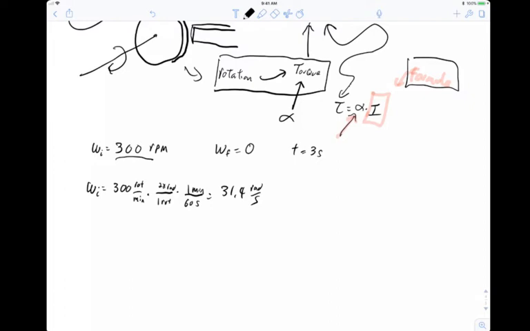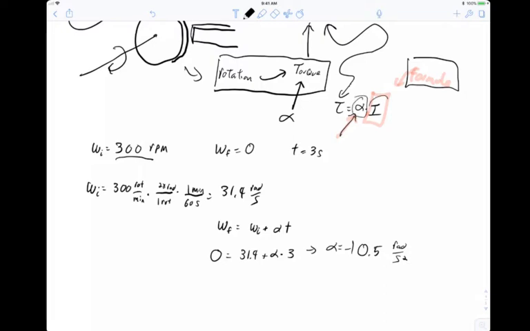Okay. So I'm going to assume that there's constant acceleration from the force, and constant angular acceleration. So the final is 0. The initial is 31.4. I don't know what alpha is, but I know it takes 3 seconds. So alpha has to be 10.5 radians per second squared. All right, now I found the acceleration.